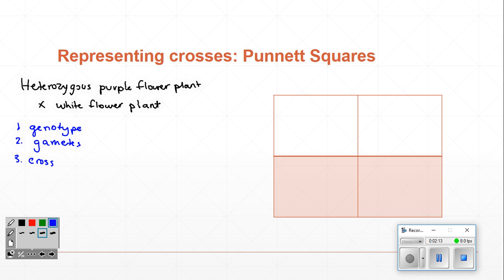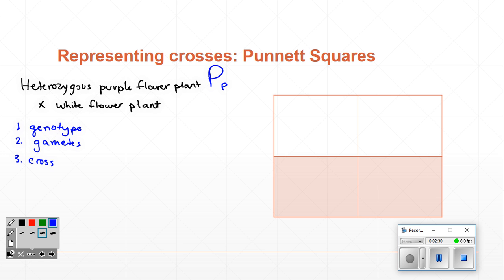So if you're unsure where to start, I will help you out. Heterozygous, by definition, means that you have two different alleles. Since for now, we're only talking about dominant and recessive, there's no other scenario, a heterozygous purple flower plant should have one dominant and one recessive allele.